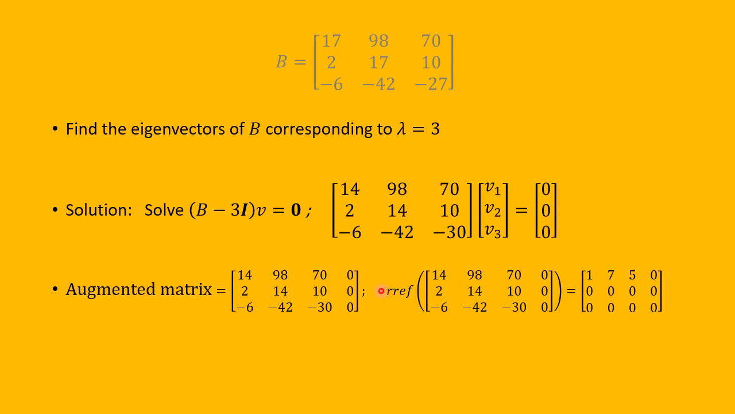Once again, to solve that, let's look at the augmented matrix for the corresponding system of equations, augmented by a column of zeros. Look at the reduced row echelon form of this matrix, and it turns out to be this one: 1, 7, 5, 0, and then the second and third rows are all zeros.